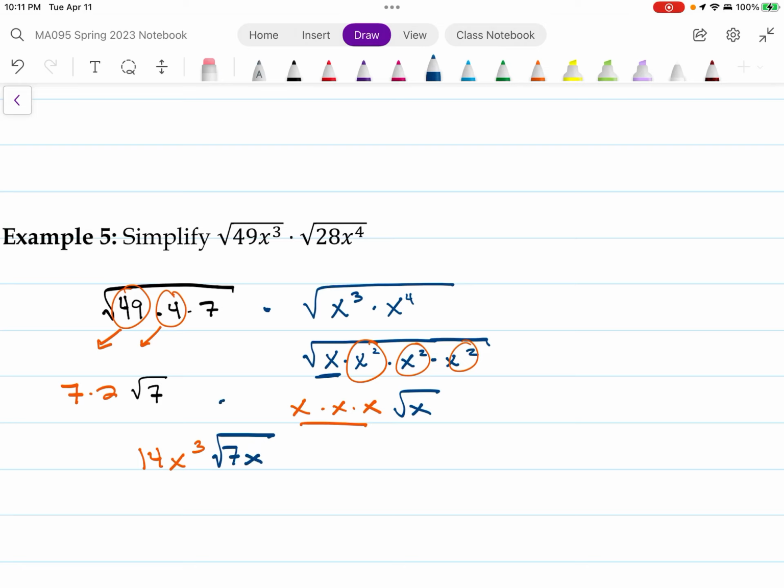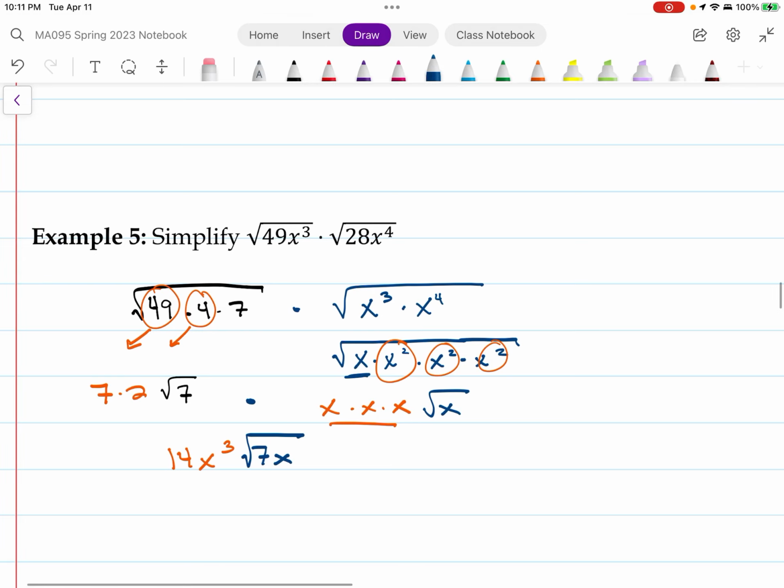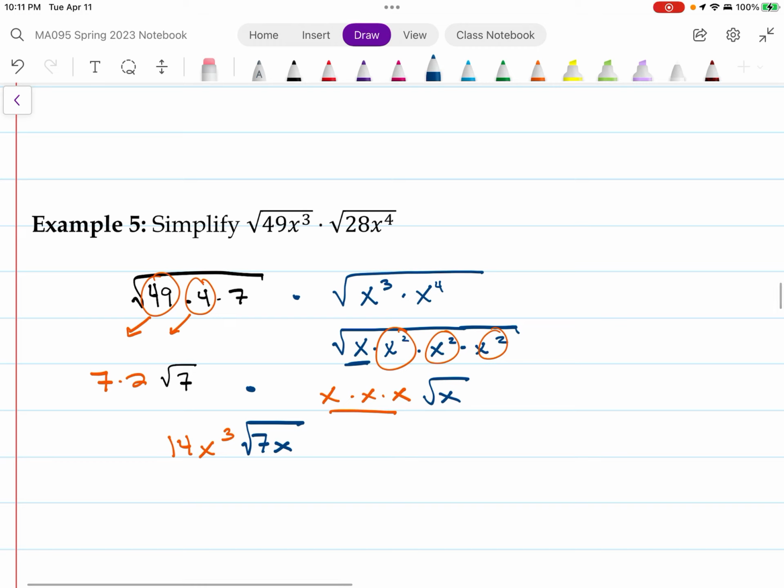Because remember, these are all multiplied together. Everything's multiplied. I just spread it out a little bit so we could think. Right? So again, just try to see this as a puzzle.